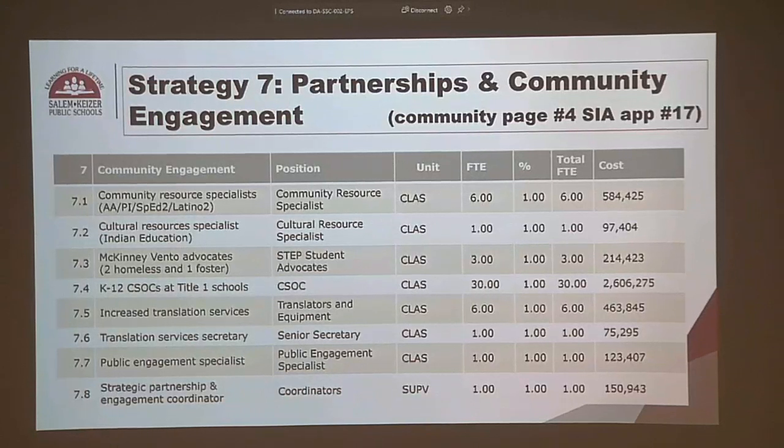Our McKinney-Vento advocates, we would suggest hiring 2 who are focused specifically on students and families experiencing homelessness, and then 1 focused specifically on our families that are impacted through the foster care system. One thing that we heard time and time again for our students who are in the foster care system is they move more than some of our other students, and having somebody to help them navigate that is essential, and it's something we don't currently have as a focal point. So we would increase our advocates by 3. This is the big expenditure at 7.4.